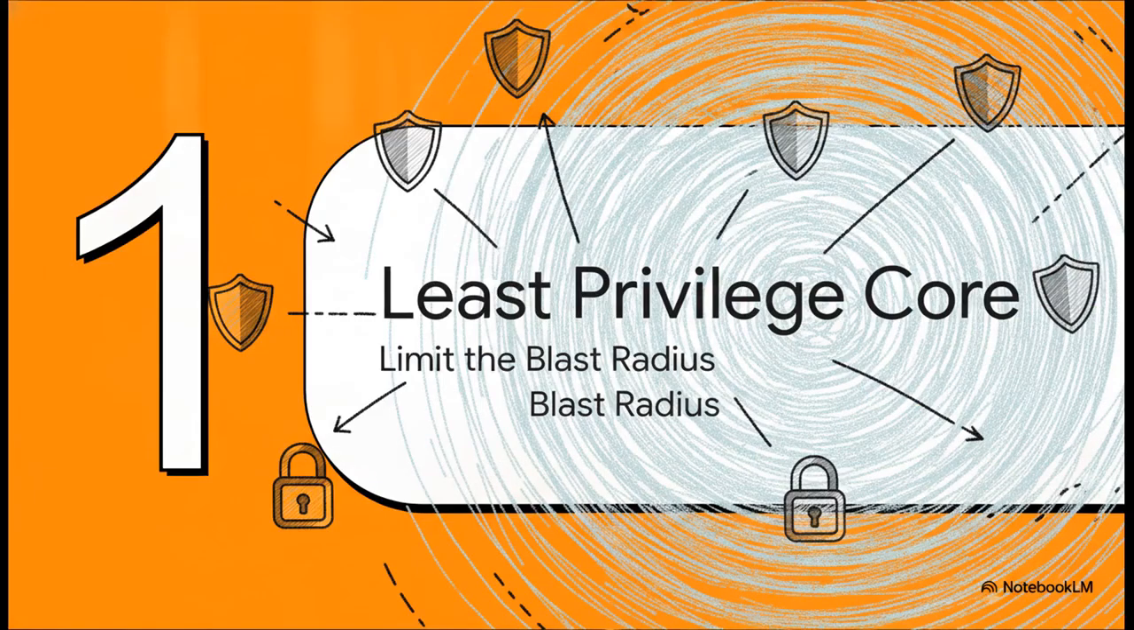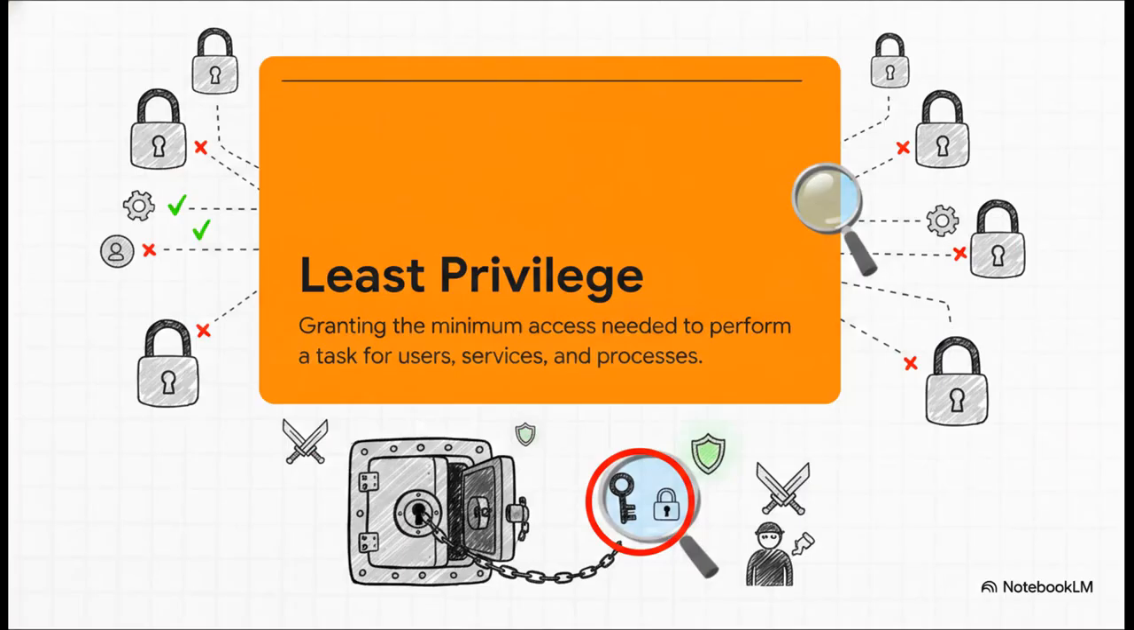All right, Section 1, the least privilege principle. Let's get a firm grasp on the core concept and what we actually mean by the blast radius. So, the principle of least privilege is a pretty strict rule. It dictates that any entity must be granted absolutely no more than the minimum set of permissions it needs to do its job right now.